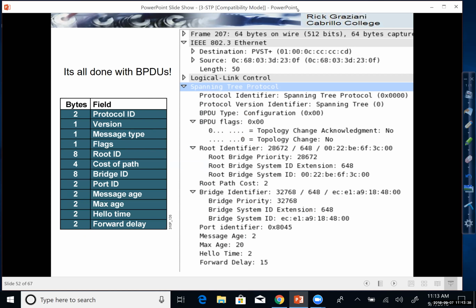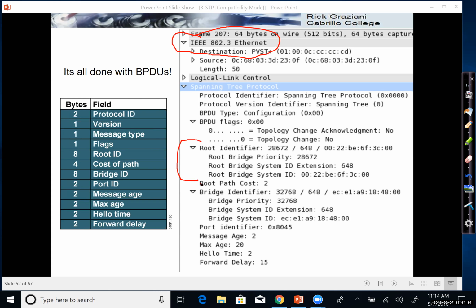Yes, you can capture these. One of the things you may notice is that Spanning Tree uses the IEEE 802.3 Ethernet frame as opposed to the Ethernet 2 frame. Your Ethernet NIC cards and switches understand all the varieties of Ethernet frames. You can look at this in more detail here, but we can see the root ID information.